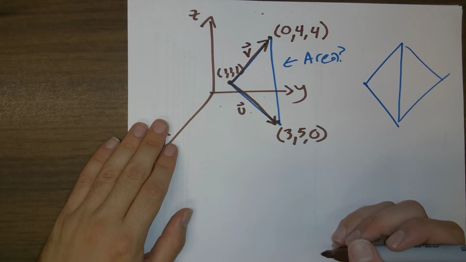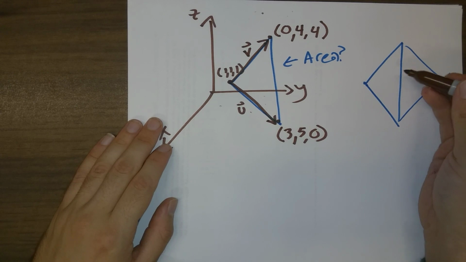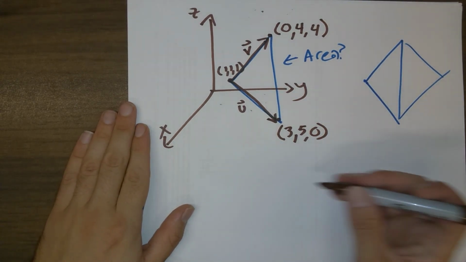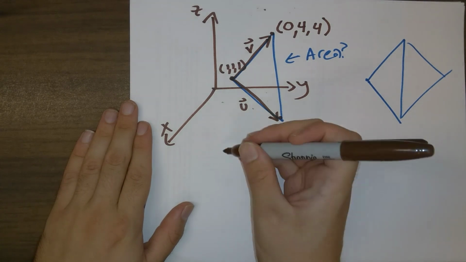We take the cross product of those two vectors. We find the magnitude of that cross product. That'll give us the area of this parallelogram over here, and half of that will give us the area of the triangle. So for the area of the triangle, we have to compute the two vectors here first.